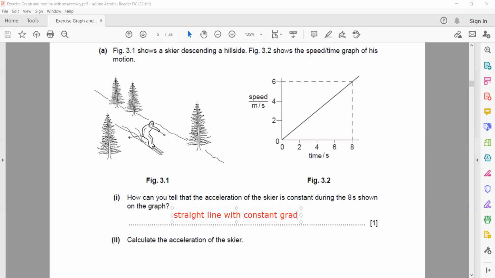Constant gradient, slope, or angle. These are the terms you can use. If the angle is changing, it means the gradient changes. If the angle does not change, it means the gradient does not change.